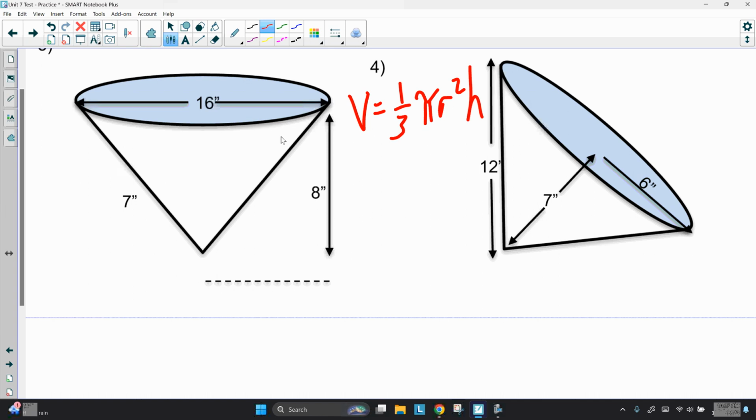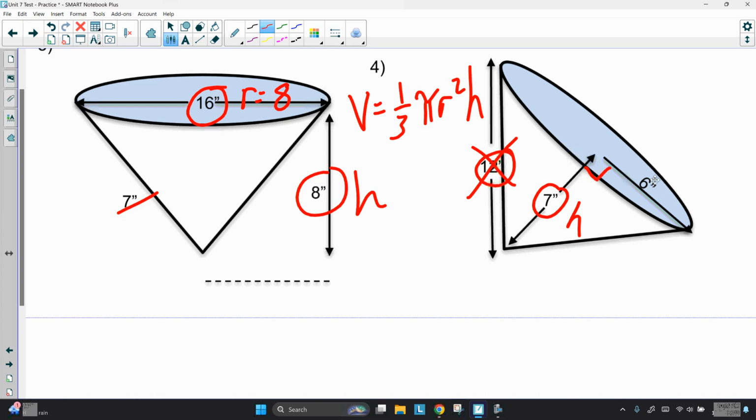So, same as before. The 16 is the diameter, so we need half that, which means our radius is 8. 16 divided by 2 is 8. We don't want the 7, we want the 8. That would be our height. Just looking over here at this other cone, this 2 would not be what we want. We want the 7, because it makes 90 degrees with the base. And this 6 would be our radius.